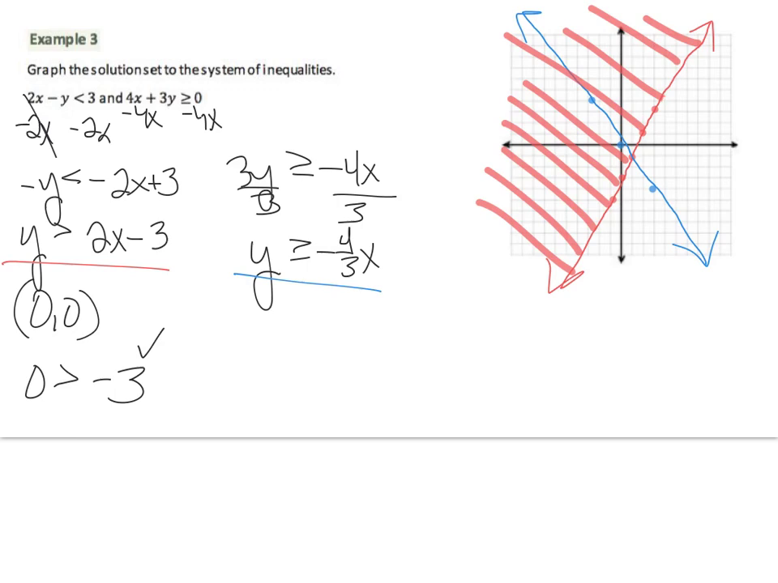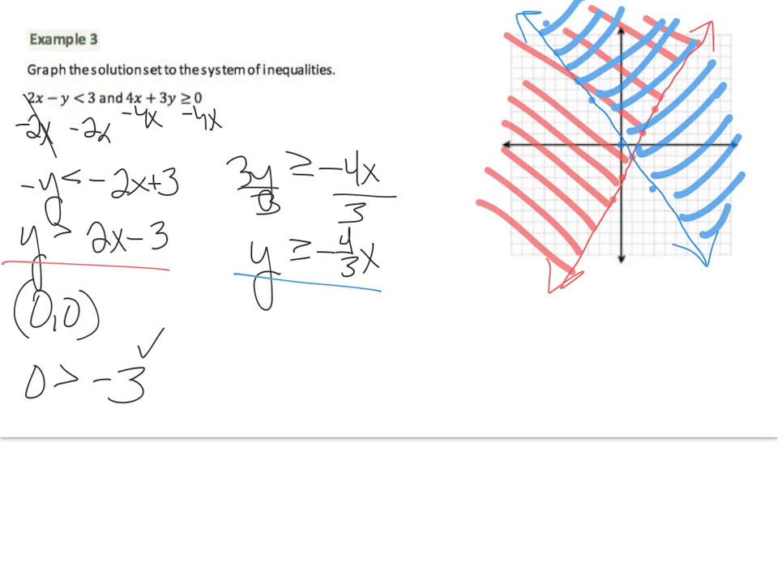Now for the blue line, it's not quite as simple. Y is greater than or equal to negative 4/3 x, so we're going to shade where my y is positive. Okay, everything above the line where y is positive. And my solution for the set of inequalities is where they overlap. Now, if you guys want colored pencils to work on this in class, I've got some, but there's our solution.